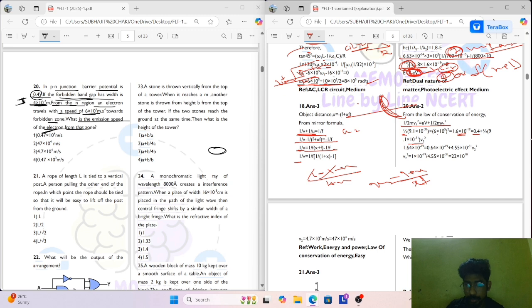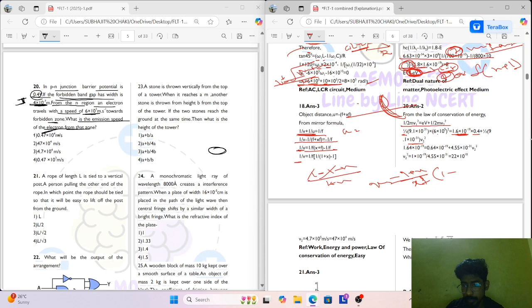162 into 10 to the power minus 21, that means 1.62 into 10 to the power minus 19. Here also you will get 1.6 into 10 to the power minus 19 times 0.4. That means if you take this here, you will get 1 minus 0.4 into 1.6 into 10 to the power minus 19, which is 0.6 into 1.6, that is 0.96, around 1. So you will get 10 to the power minus 19.